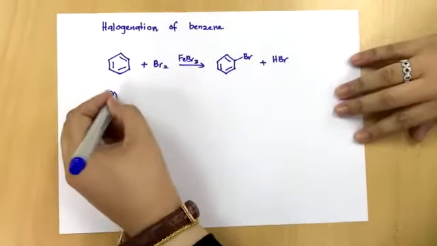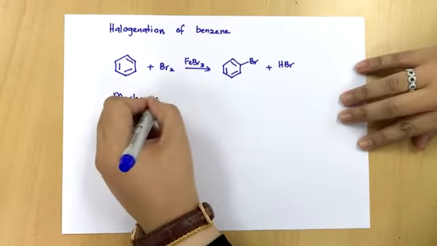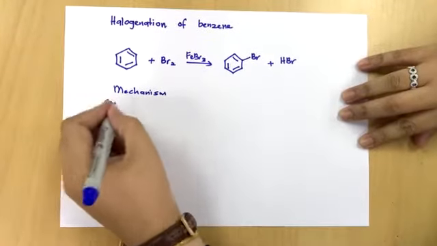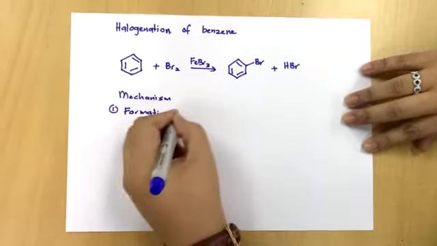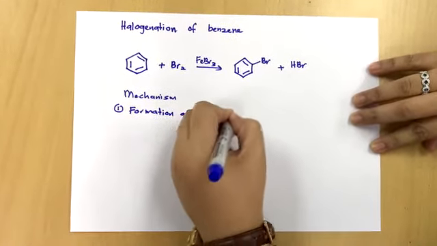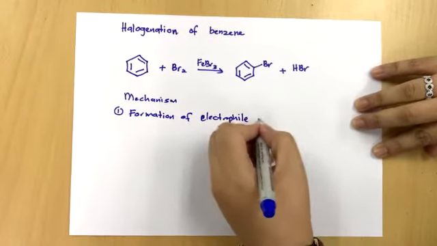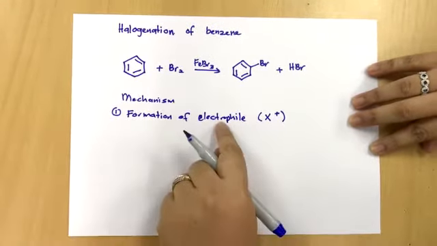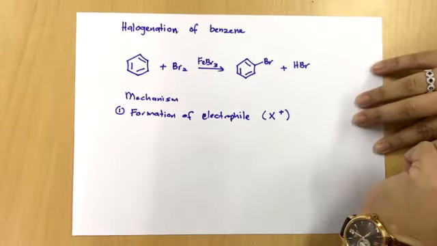For the mechanism of halogenation of benzene, there are three parts. The first one is formation of electrophile. For this reaction, the electrophile will be halogen positive. And for this reaction, Br plus is the electrophile.